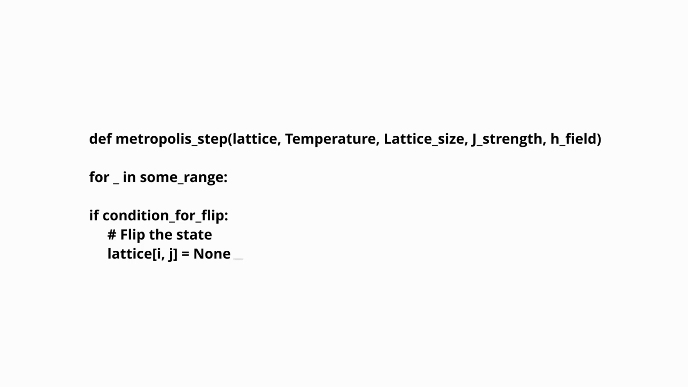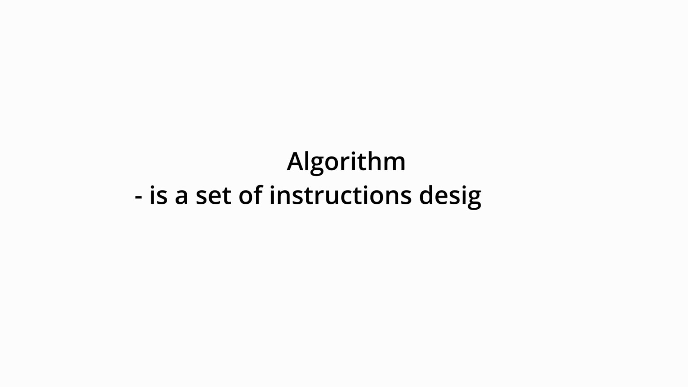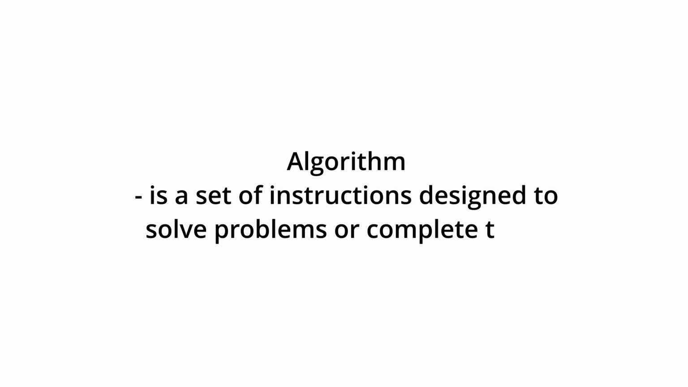In case you have forgotten, here's how they work. You let a variable go through all the items in said list, and then it will do the function for as long as it goes through the items. So now that's refreshed, let's turn the Ising model into code. But first, we need to know precisely what an algorithm is, because that's what we're going to use, the Metropolis Hastings algorithm. An algorithm is a set of instructions designed to solve problems or complete tasks.